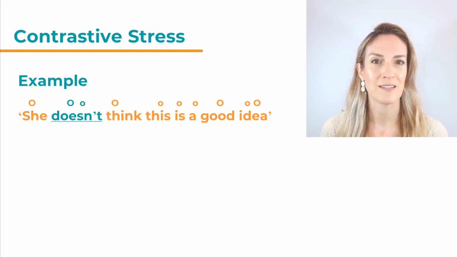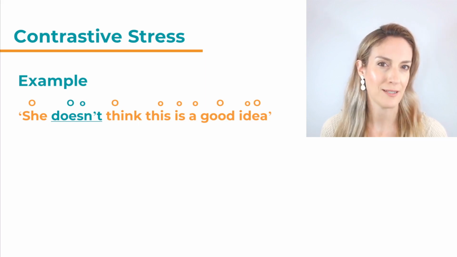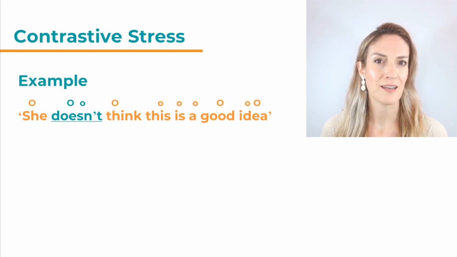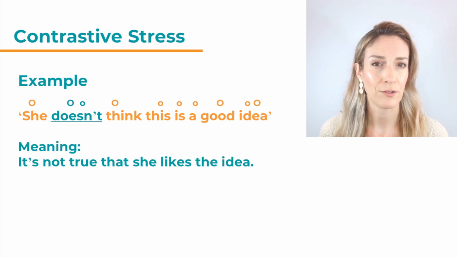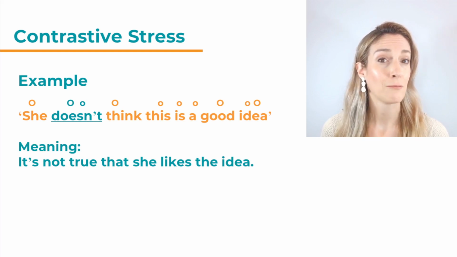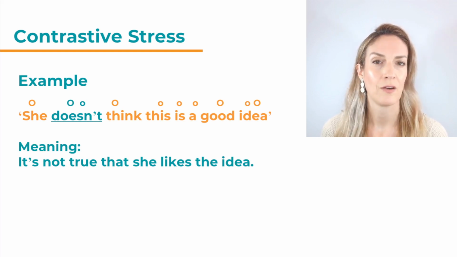Let's move the stress to the next word, doesn't. Let's listen. She doesn't think this is a good idea. How have I changed the meaning now in my sentence? I'm emphasizing doesn't, and what I really want to say here is it's not true that she likes the idea. She doesn't think this is a good idea. Maybe somebody misheard me or thought she likes the idea, and I'm making sure, no, that's not true. She doesn't like the idea.